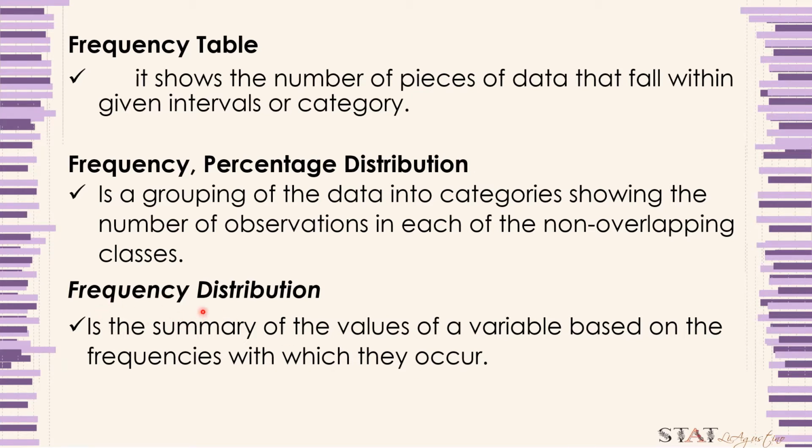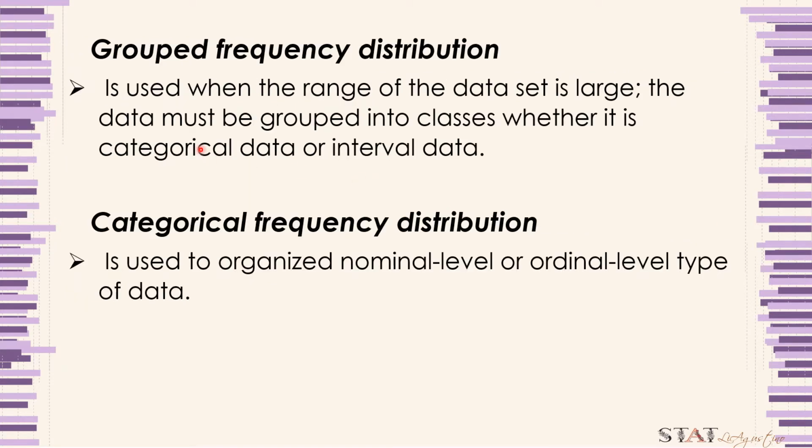So frequency is just the number of occurrences. So if your table contains percentage, then you call that a frequency percentage distribution table. Let's proceed. So what is this grouped frequency distribution? It is used when the range of the data set is large. The data must be grouped into classes, whether it is categorical data or interval data.